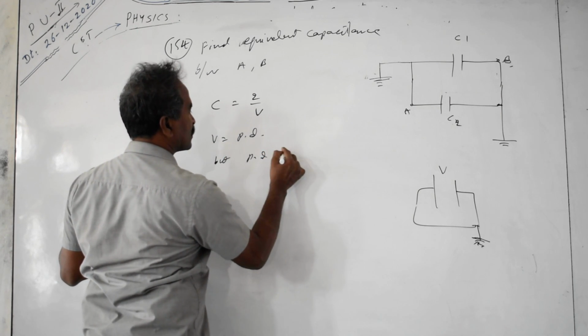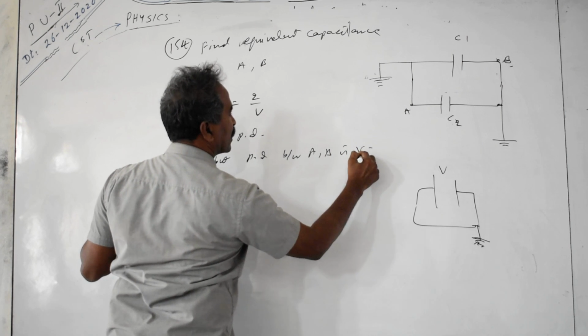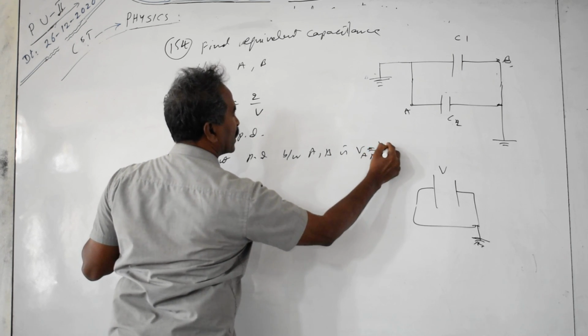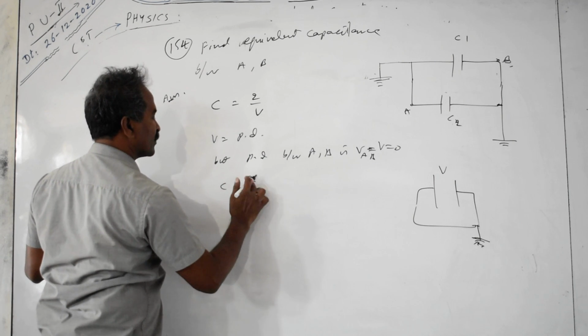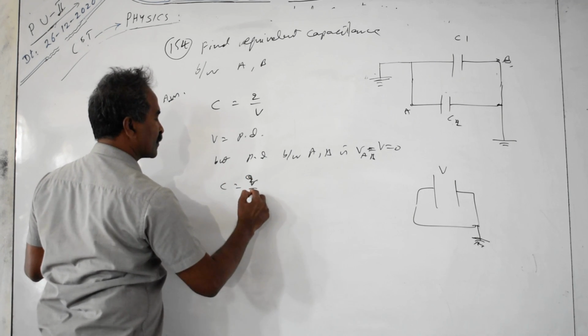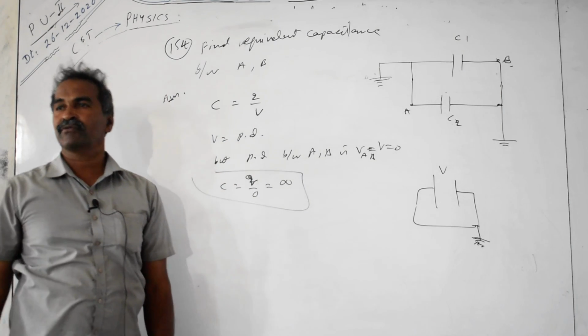So the potential difference between A and B, V equal to VAB, is 0. When V is 0, C equal to Q by 0. Anything by 0 is infinity. So capacitance is infinity.